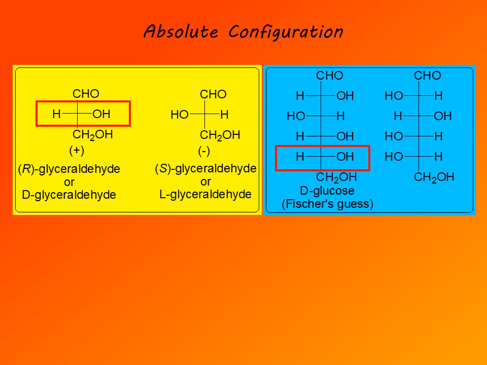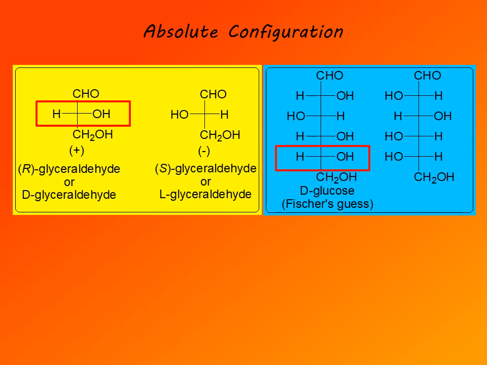Rozanov made the guess. He had a 50-50 chance of getting it right or wrong. And it wasn't known until 1951 whether he was right or wrong. And of course, all of the other chiral compounds, through a series of reactions, were related to the configuration of D- and L-glyceraldehyde, and so what we would think are absolute configurations were determined. It's just that we didn't know whether the absolute configurations were correct or not.